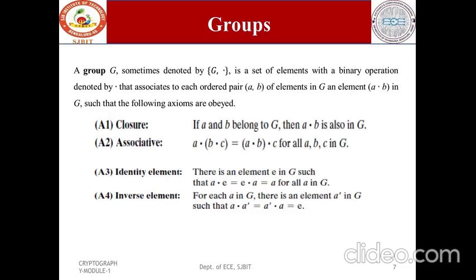Axiom A1, closure: if a and b belong to G, then a·b is also in G. A2, associative: a·(b·c) is equal to (a·b)·c for all a, b, c in G. A3, identity element: there is an element e in G such that a·e equals e·a equals a for all a in G. A4, inverse element: for each a in G, there is an element a' in G such that a·a' or a'·a gives the identity element e.